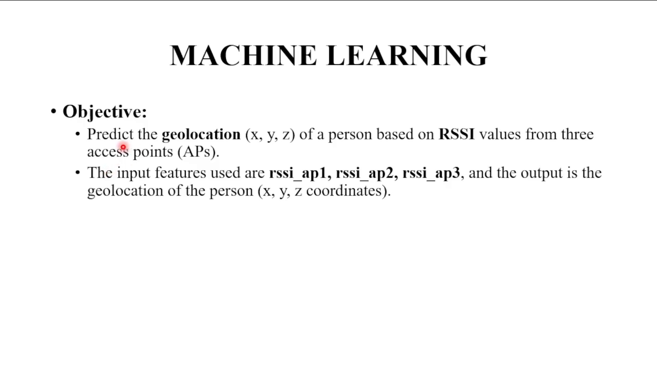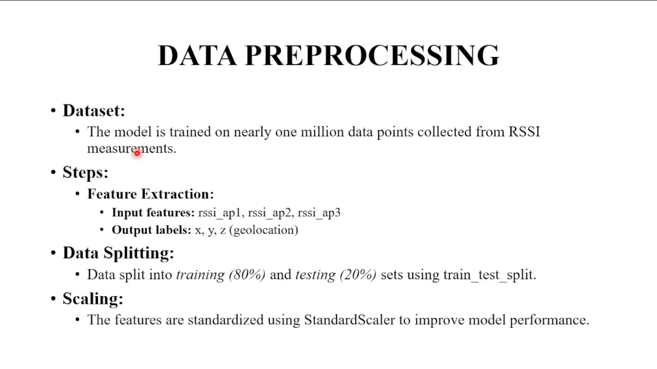After that, I created a machine learning model which predicts the geolocation of a person, which is the X, Y, and Z axis, from the three access points' radio waves. The inputs are RSSI AP1, RSSI AP2, RSSI AP3, and the output is the geolocation of the person, which is the X, Y, and Z coordinates. The dataset, which we manually collected using ray tracing and simulation, has nearly 1 million data points.